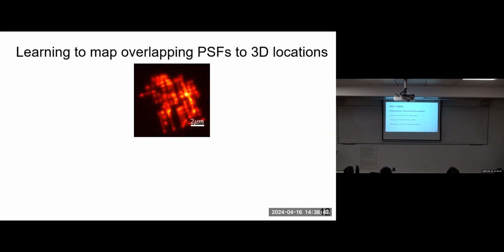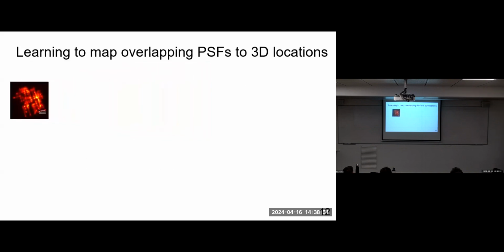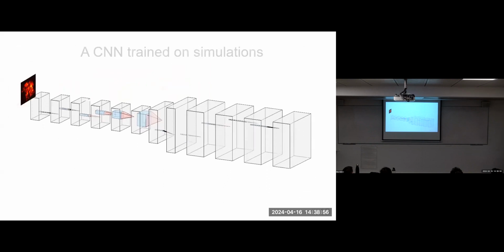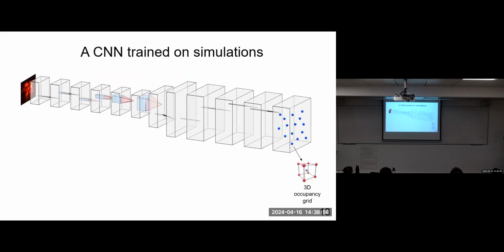So the idea that we had in the first work was fairly simple. We wanted to take a 2D image of overlapping PSFs or point source images and feed this into some reconstruction network, a CNN in this case, that takes this 2D image and outputs 3D positions of the emitters in this 2D image. Specifically, in our implementation, we implemented this with an occupancy grid. So the output is a 3D occupancy grid where an occupied voxel stands for emitters, for localizations. And the rest should be 0.